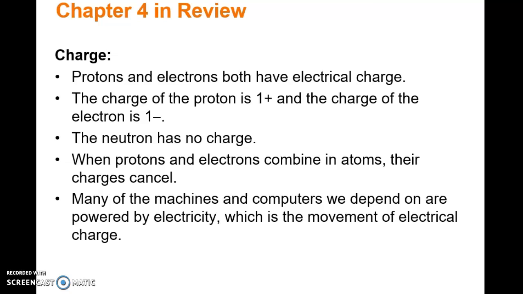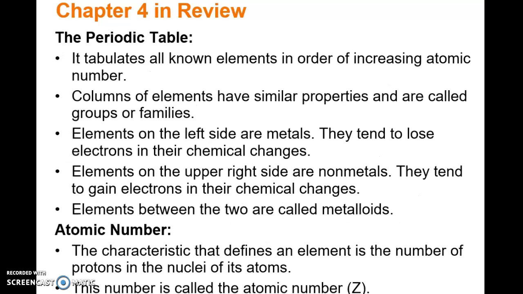Protons and electrons both have electrical charge. The proton is a +1 and the electron is a -1. Neutrons have no charge. When protons and electrons combine in atoms, their charges cancel. Many of the machines and computers we depend on are powered by electricity, which is the movement of electrical charge.